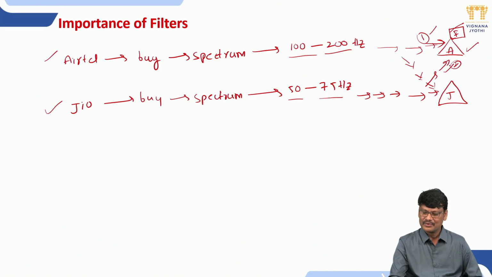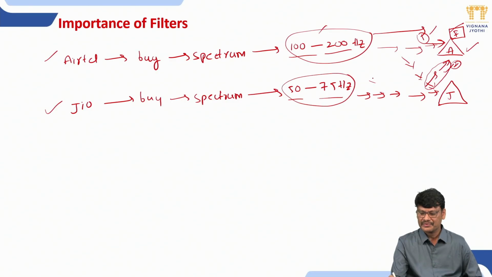It does not allow the Jio signal. Why? Because the spectrum range of Airtel is 100 to 200, and the spectrum range of the Jio signal is 50 to 75. This filter circuit allows the 100 to 200 range signal and rejects the 50 to 75 frequency signals. So this is the importance of the filter circuit in telecommunication engineering.